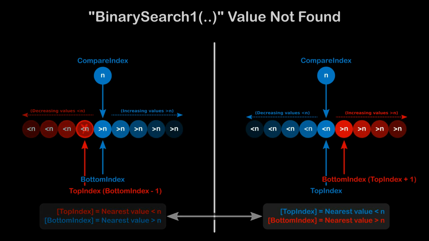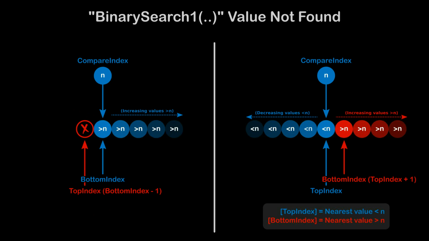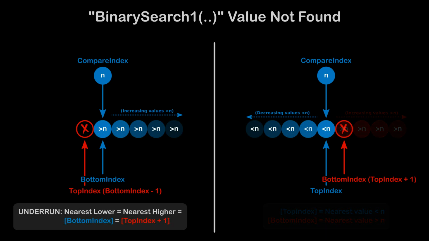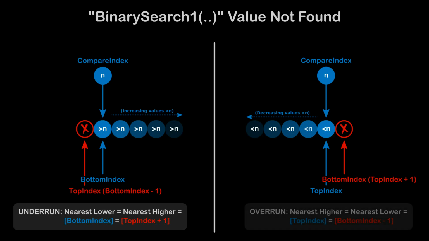When the top index underruns the bottom end of the array, it should be noted that the bottom index effectively represents both nearest low and nearest high values concurrently. Analogously, when the bottom index overruns the top end of the array, the top index also represents both nearest low and nearest high values simultaneously.